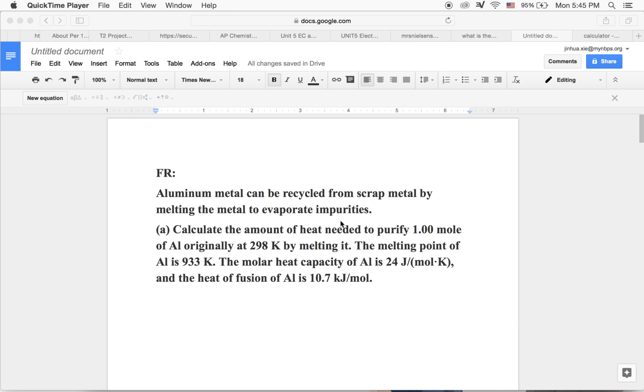So here we are doing the thermodynamic questions. We are doing free response first. The aluminum metal can be recycled from scrap metal by melting the metal to evaporate impurities. A. Calculate the amount of heat needed to purify 1 mole of Al, originally at 298 K, by melting it.